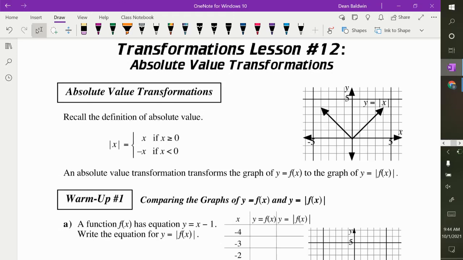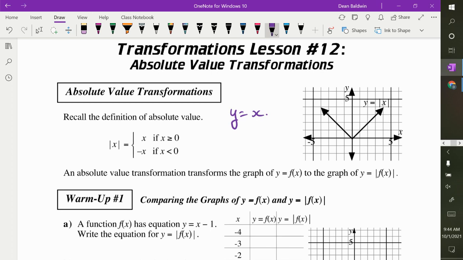So, absolute value. If I say absolute value to you, what does it do? What does it mean to you? Makes everything positive. If you remember that, you can do an absolute value transformation. Okay? Because we know that the absolute value graph looks like this. Correct? What that actually is, is a transformation of this graph.